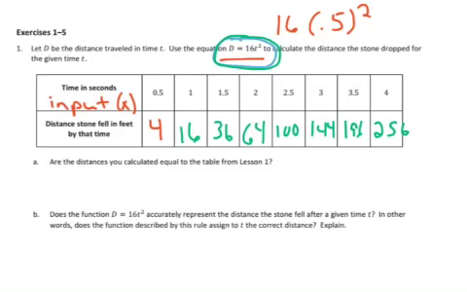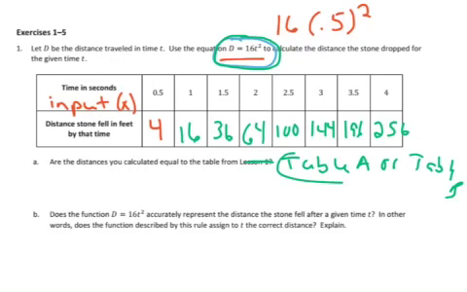Well, basically, I want to know if they're equal to either table A or table B. And in this case, they are equal to the first table in your book, table A. And remember, this was the table that had only one input for each distance traveled. So now it says, does the function d equals 16t squared accurately represent the distance the stone fell after a given time? In other words, does the function described by this rule assign to t the correct distance?